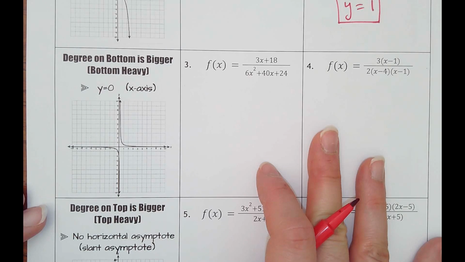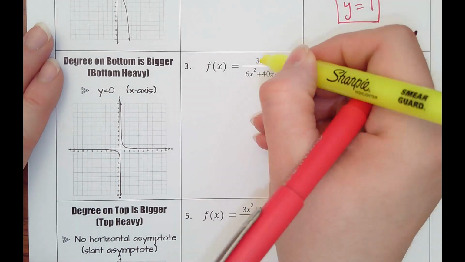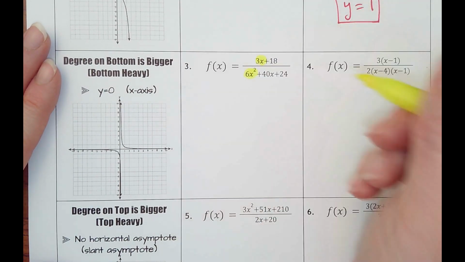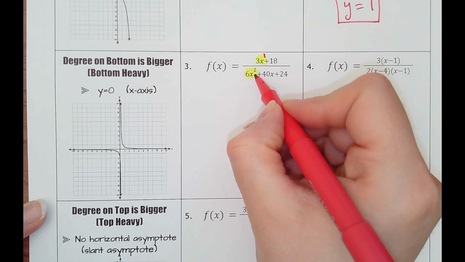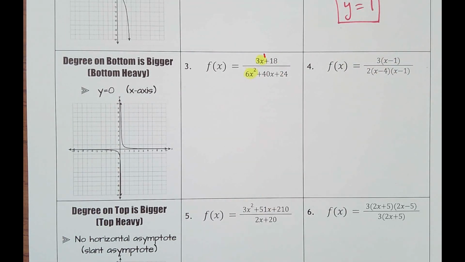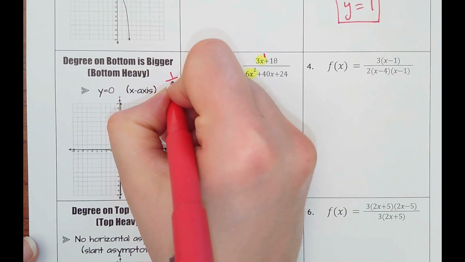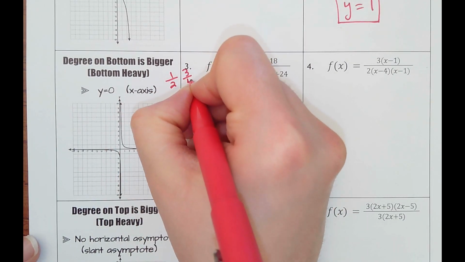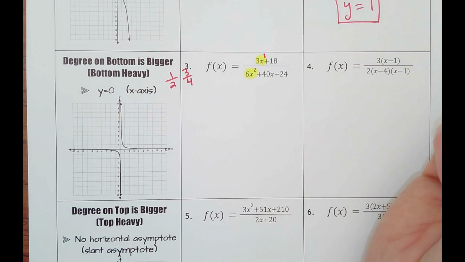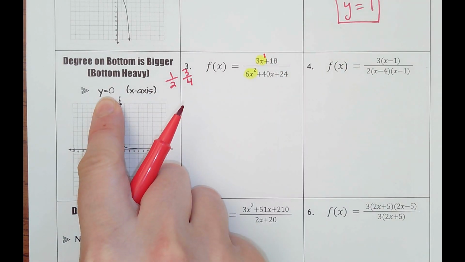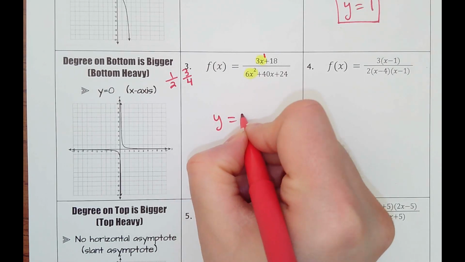Okay, so the next one, I find the highest exponent. So see how I have an x to the first over x squared. It's bottom heavy. So think of these like normal fractions where it's like 1 over 2 or 3 over 4. They're normal, they're nice, they're neat, right? So on this one, I don't have to do any work. It's automatically the x-axis, which is y equals 0.